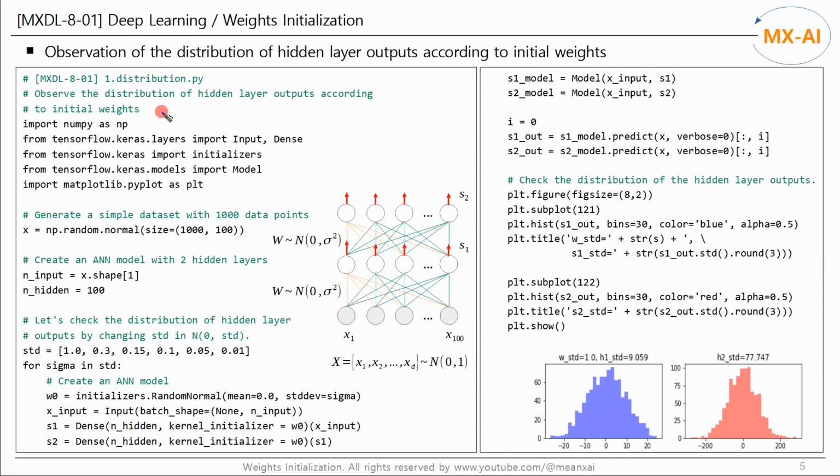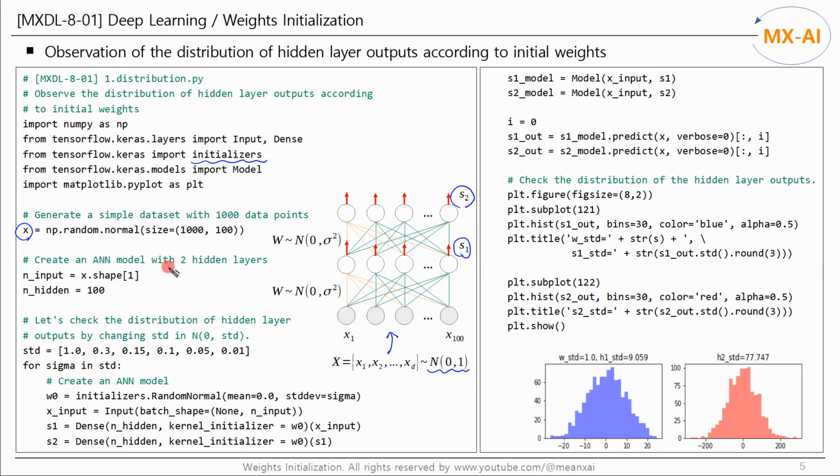Next, let's look at the code that observes these distributions. Let's create and initialize a neural network like this, and then observe the distribution of outputs S1 and S2 when data X is input. We import Keras initializers to initialize the parameters, and generate a simple dataset with 1,000 data points. They are random samples from a normal distribution with mean 0 and variance 1.